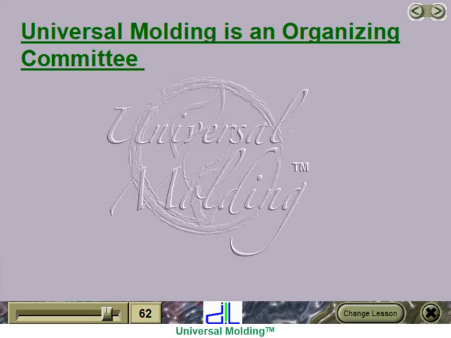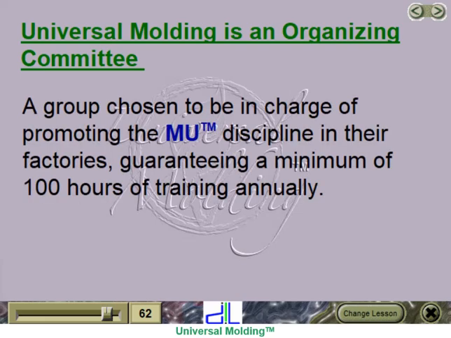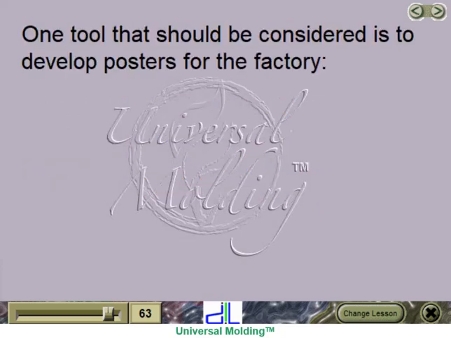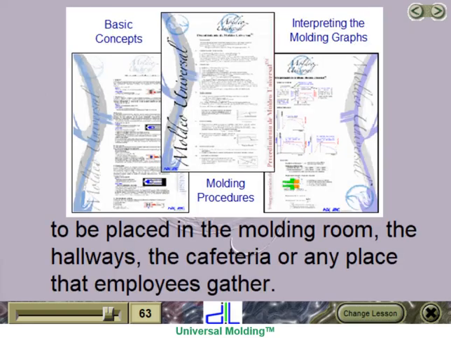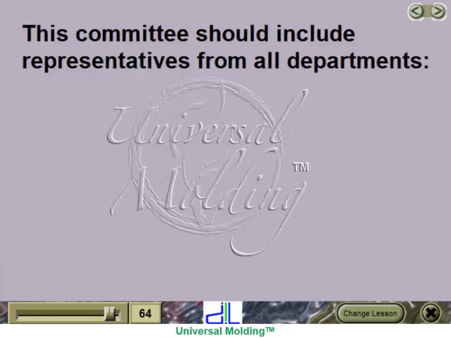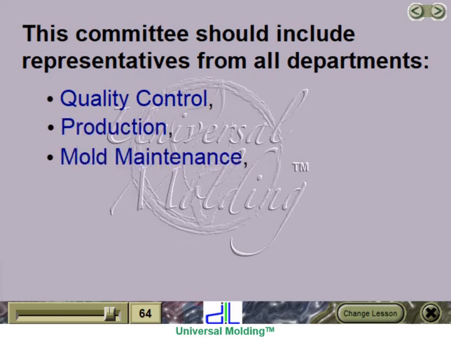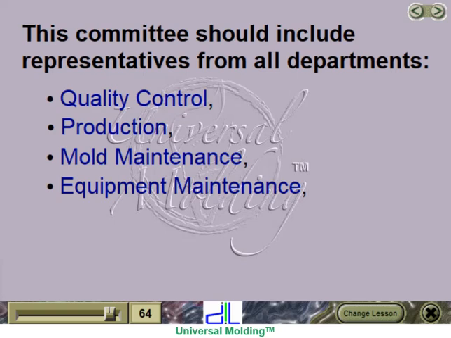Universal molding is an organizing committee, a group chosen to be in charge of promoting the MU discipline in their factories, guaranteeing a minimum of 100 hours of training annually. One tool that should be considered is to develop posters for the factory, to be placed in the molding room, the hallways, the cafeteria, or any place that employees gather. This committee should include representatives from all departments: quality control, production, mold maintenance, equipment maintenance, engineering, and sales.